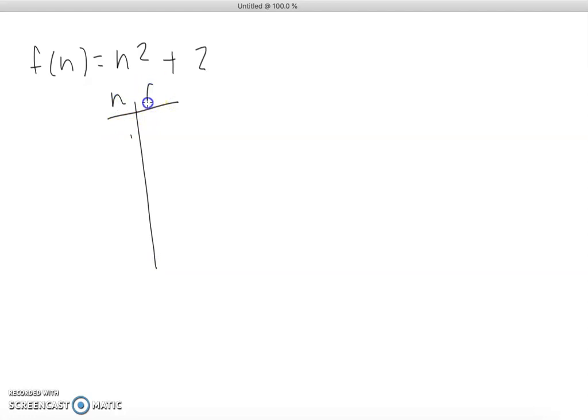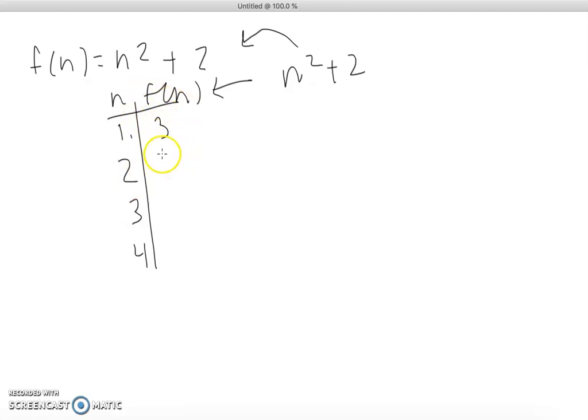So we're going to call this n and f of n. F of n in this case is defined by n squared plus 2, because that is the function right here. So we're just going to find f of n for each of these values, 1, 2, 3, and 4. For the first one, 1 squared plus 2 is 3. 2 squared plus 2 is 6. 3 squared plus 2 is 11. 4 squared plus 2 is 18.